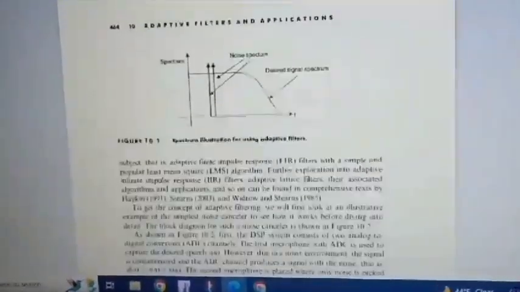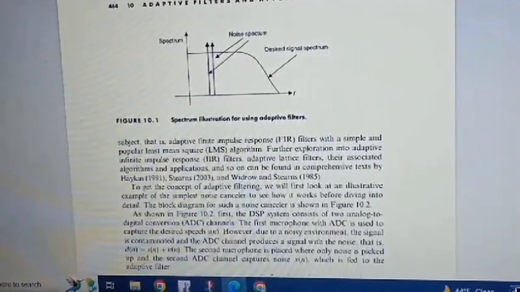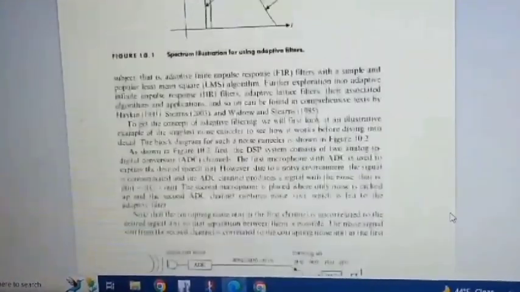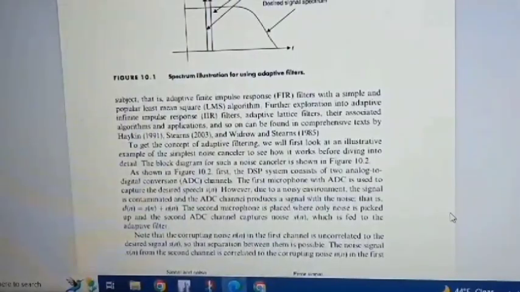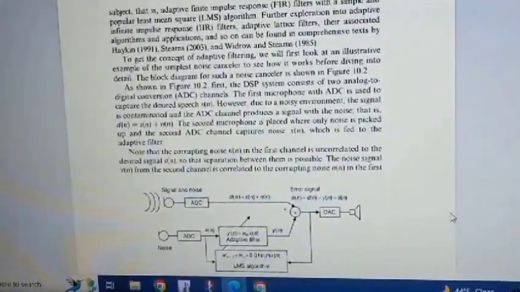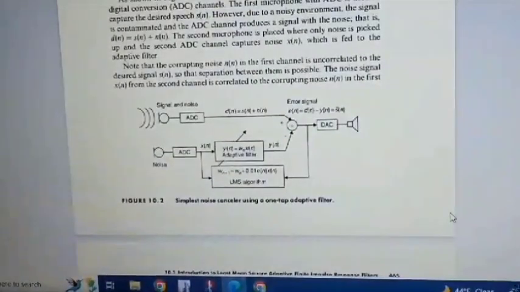Now this is a graph about the spectrum for using adaptive filters. In this graph, it tells about the relation between the noise spectrum and the desired signal spectrum. And this is the block diagram of simple noise cancellation using a one-tap adaptive filter.